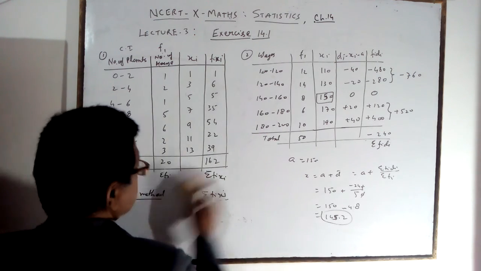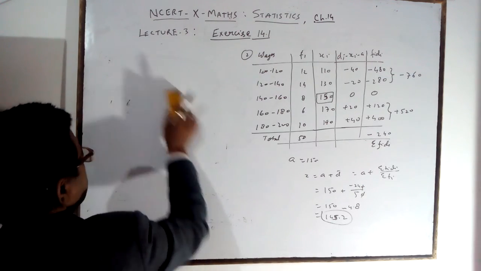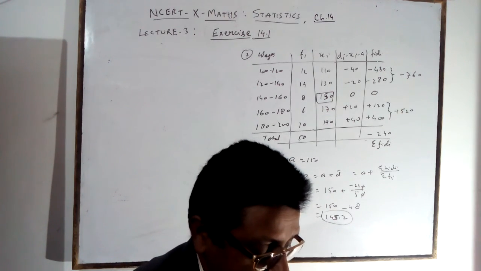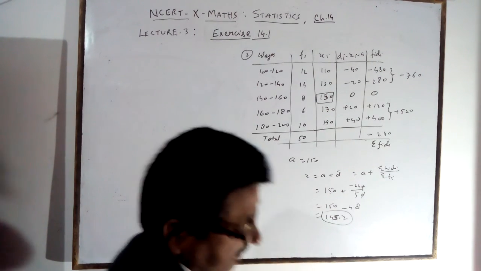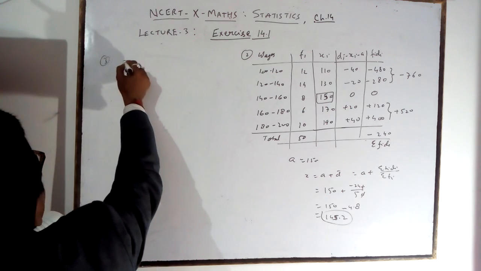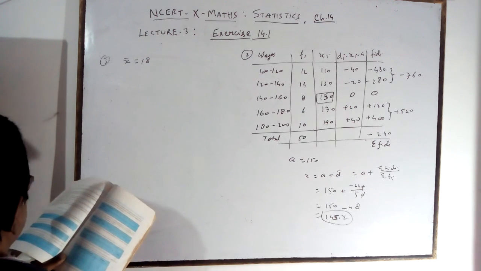Question number 3 of this exercise is given. In question 2 I used the deviation method, the assumed mean method. And then in the third question, the mean is given: x bar is 18. You want to calculate the missing frequency.